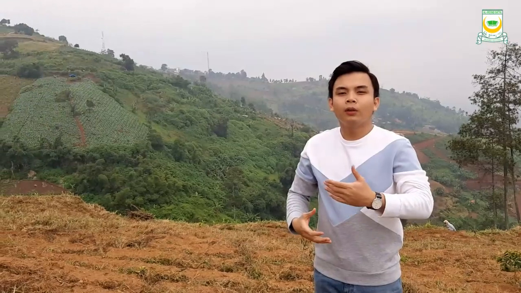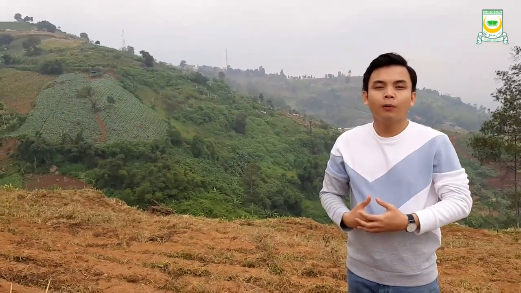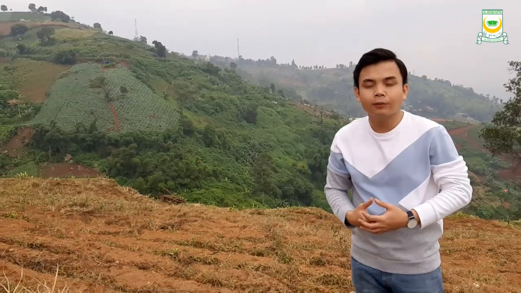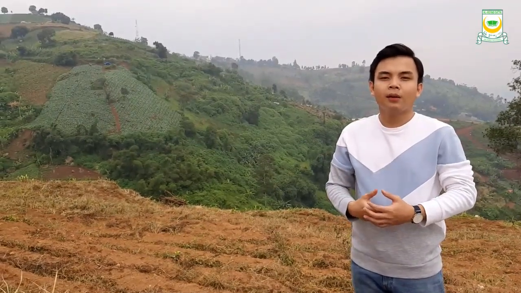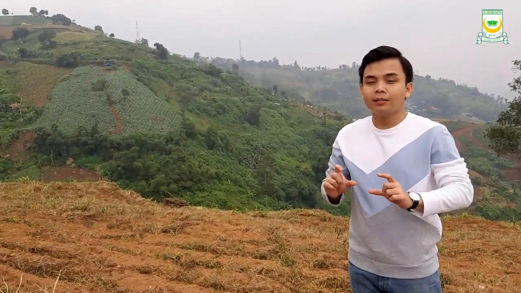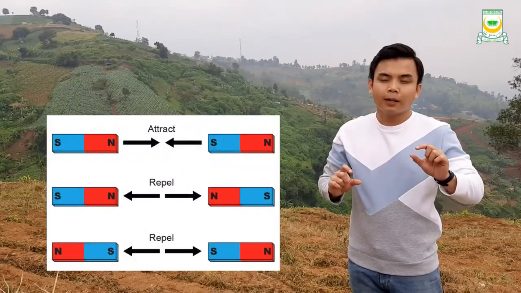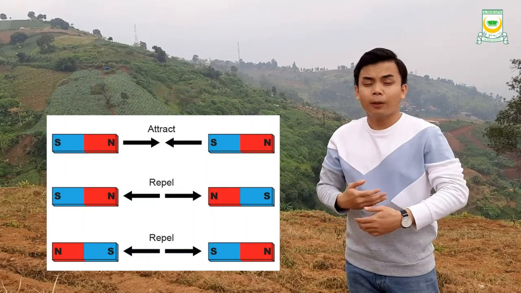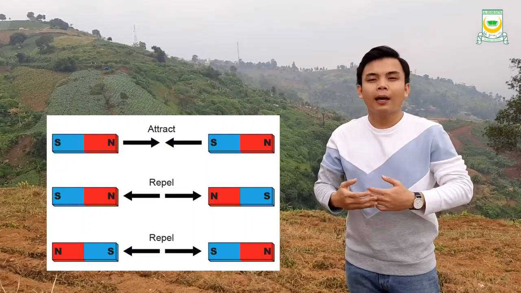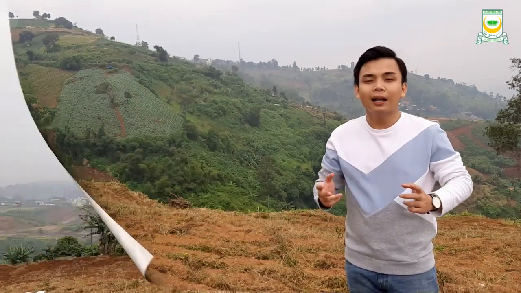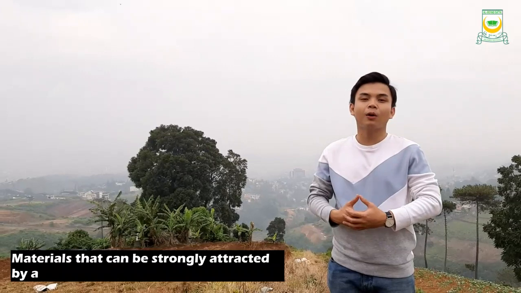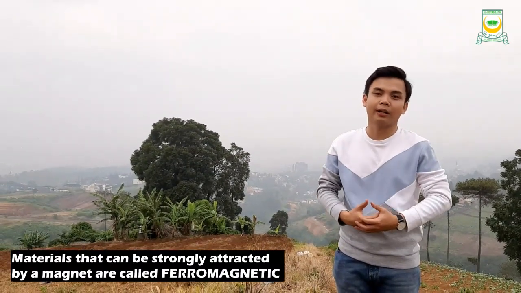Now, after you learn about the magnetic field, we'll learn about the interaction between two magnets that will create magnetic force. As you can see, if you put two magnets together, let's say north and north pole, it will create a repulsion. Why? Repulsion, or gaya tolak menolak, happens with like poles. So we already learned that materials that can be attracted by a magnet are called ferromagnetic materials.